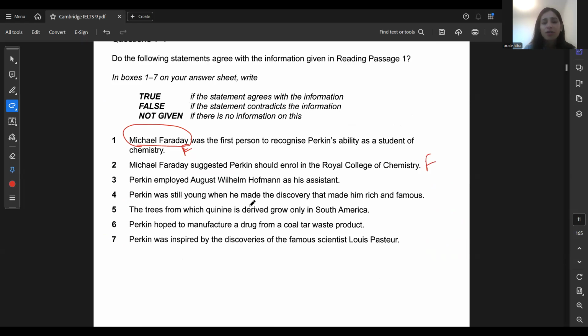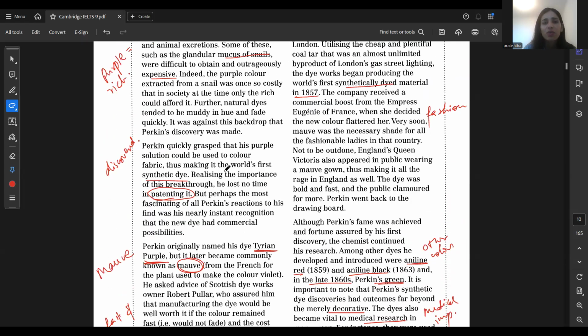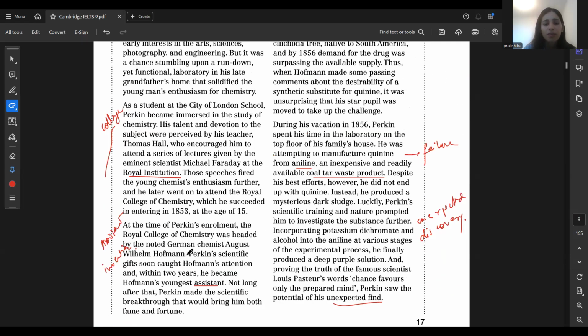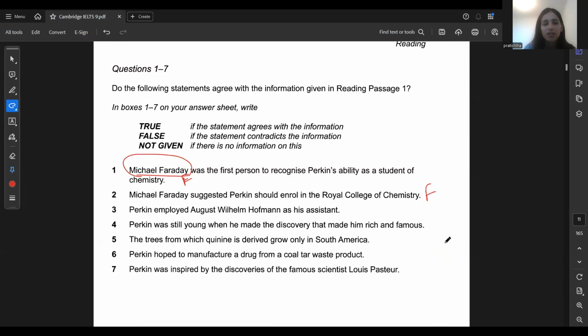Perkin employed August Hoffman as his assistant. So did Perkin employ August Hoffman as his assistant? Let's see where August Hoffman is talked about. Here. It was Hoffman who headed, and Perkin was the assistant. So again, this information is false.